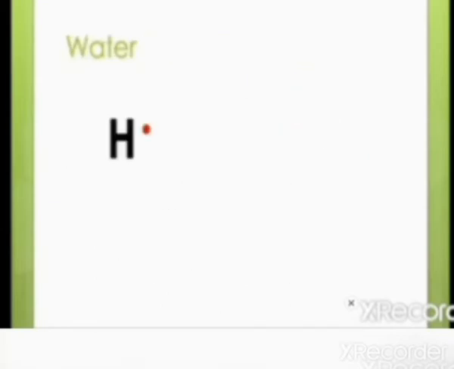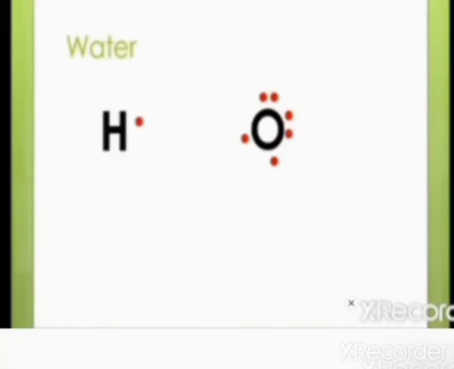Now here is another example, water. Water is formed with covalent bonds. Each hydrogen has 1 valence electron. It needs 1 more electron to achieve the noble gas configuration of helium. Oxygen has 6 valence electrons. It needs 2 more to achieve noble gas configuration. So they share their electrons to make each other happy.